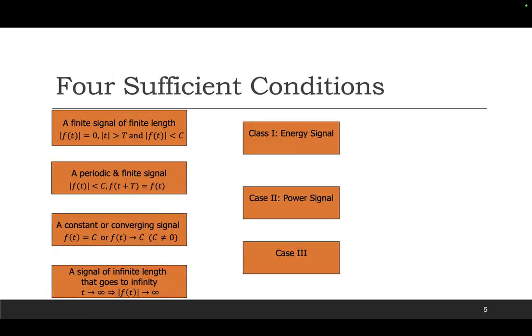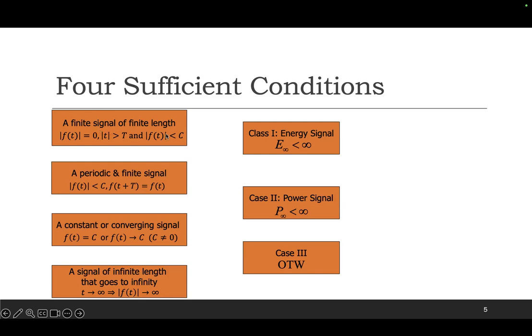For signals, there are 3 types. The first one is the energy signal. What does energy signal mean? It means the energy is limited. And the power signal, what does that mean? It means the power is limited. And class 3 is otherwise: the energy is not limited and the power is also not limited, infinite.